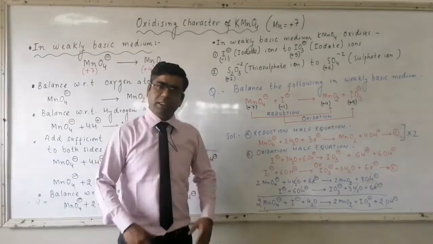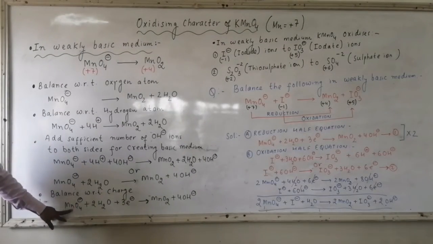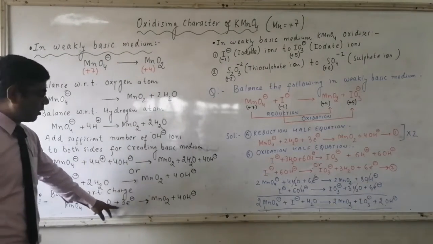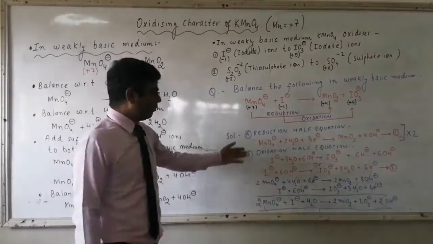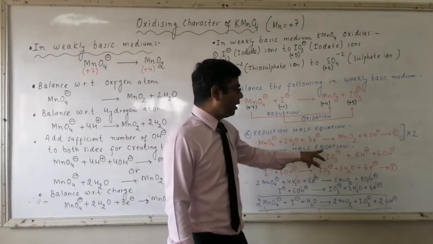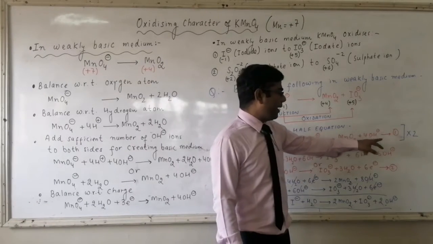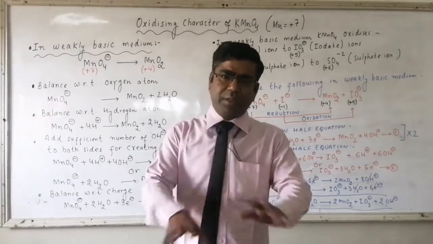Reduction half equation. It is fixed. Every time in weakly basic medium, MnO4 minus plus 2H2O plus 3 electrons gives you MnO2 plus 4OH minus. So here it is written MnO4 minus plus 2H2O plus 3 electrons gives MnO2 plus 4OH minus. Make it equation number 1. It is the reduction equation.